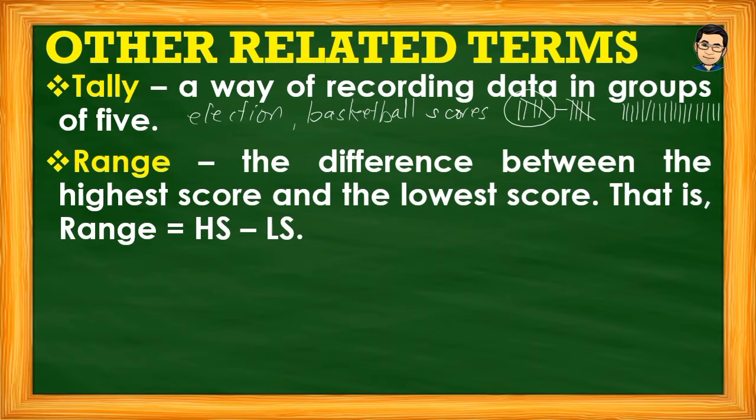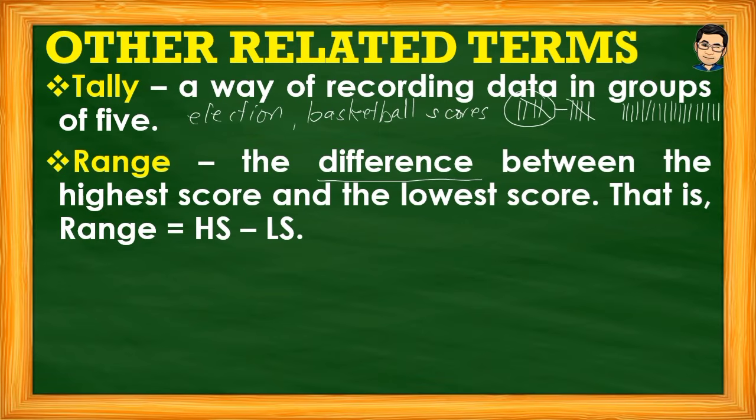Next, we have range. Okay, so during our discussion on measures of position of ungrouped data, meron tayong highest score, lowest score, diba? So, dito na magagamit na po natin yung mga yon. Okay, so, range, this is the difference between the highest score and the lowest score. So, difference, it means we are to subtract. So, kino-consider na natin dito yung highest score and lowest score.